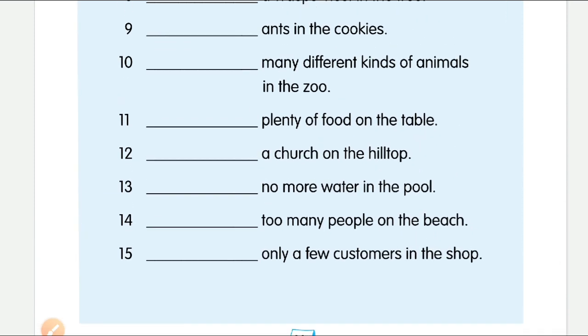There is plenty of food. There is a church. There is no more water in the pool. There are too many people on the beach. There are only a few customers in the shops. So you can use it like that. "There is" or "there are", keeping in mind whether it is singular or plural.